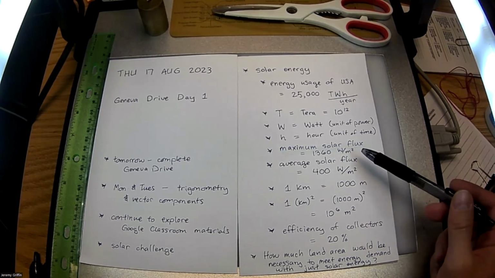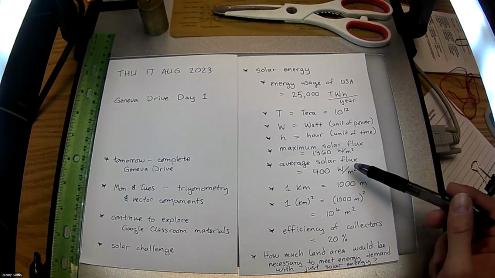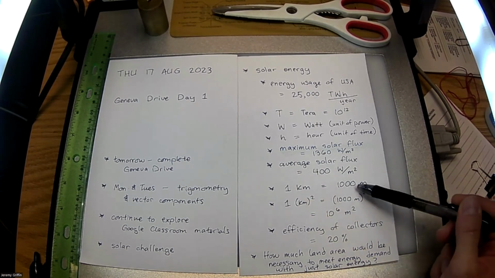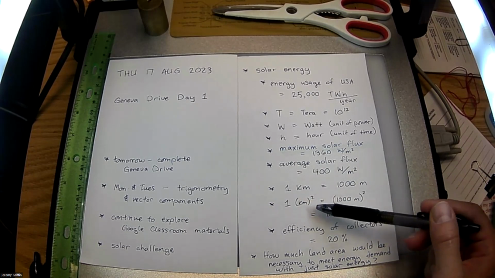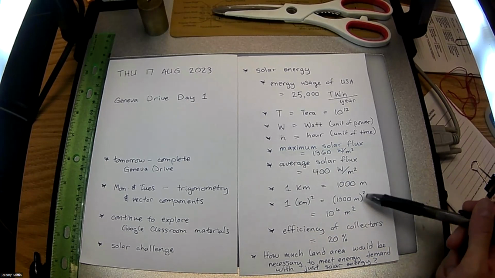But half the time it's night. Sometimes it's cloudy, sometimes it's rainy. So an average value is this right here, 400 watts per square meter. 1 kilometer is 1,000 meters. 1 square kilometer, 1,000 by 1,000, that's 1,000,000 square meters. This might help you out possibly.